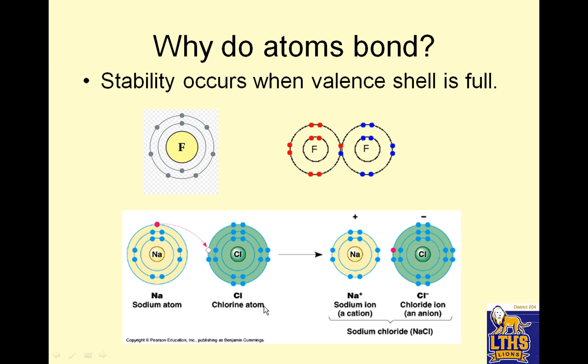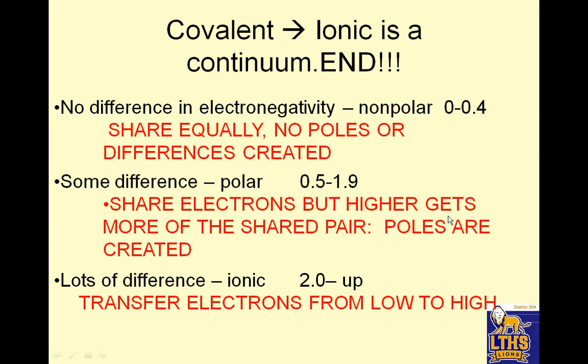So this is sharing electrons to get a full set. This is transferring electrons to get a full set. So the sodium atom transfers 1 outer electron to chlorine, and then sodium becomes a cation, and chlorine becomes an anion. But by doing that, they have a full outer set of electrons. So why do atoms bond? To get full valence shells. So what kind of bonding do they do? We're going to be talking about covalent for this chapter, but you still have to know them all.